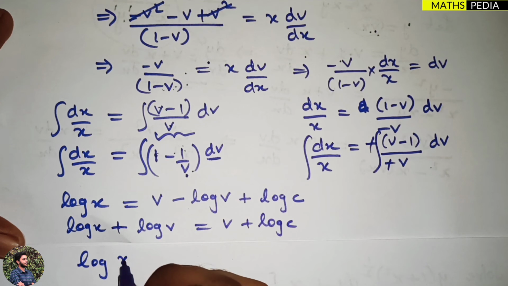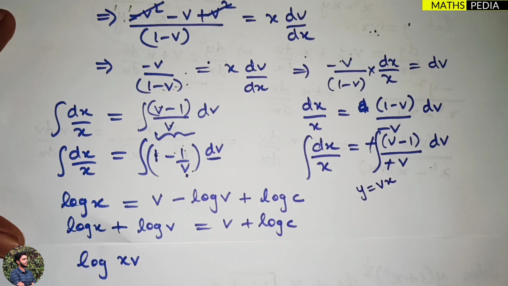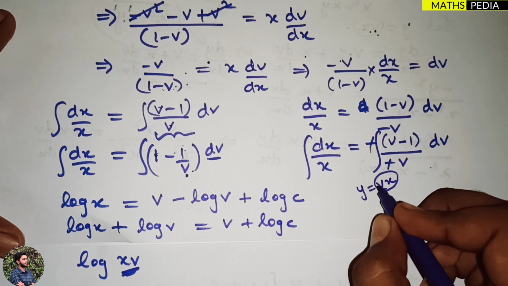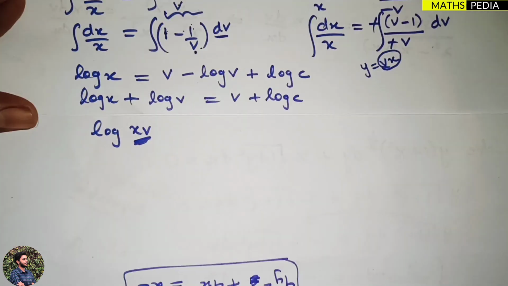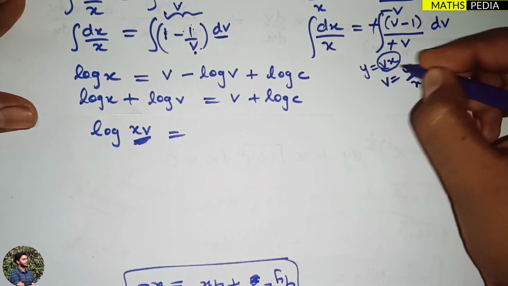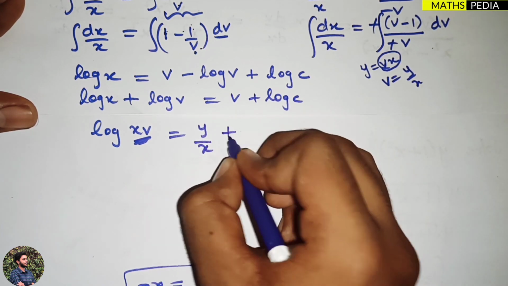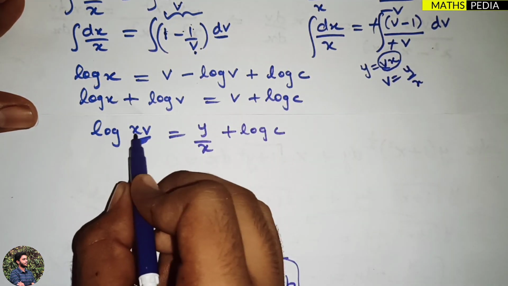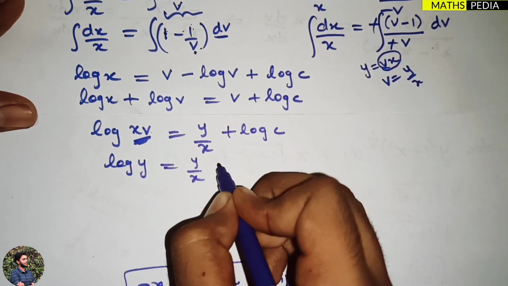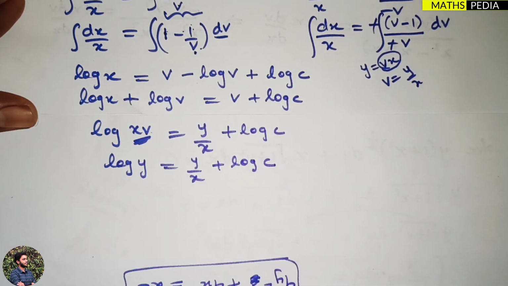So log xv. Now the thing is that we have assumed y is equal to vx, right? So what is vx? Vx is nothing but y itself. Okay. And here also v, I can write it as what? V is equal to y by x. Correct? V is equal to y by x. So v, I'll write it as y by x, which is plus log c. Now here log xv, I can write it as log y, which is equal to y by x plus log c. Okay, you can leave it over here, otherwise you can simplify further.